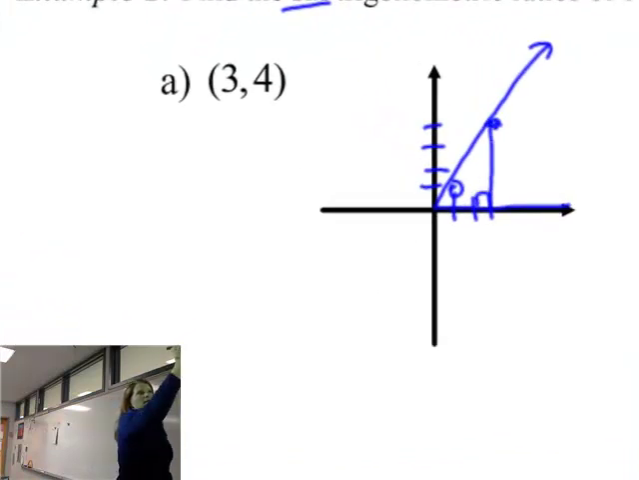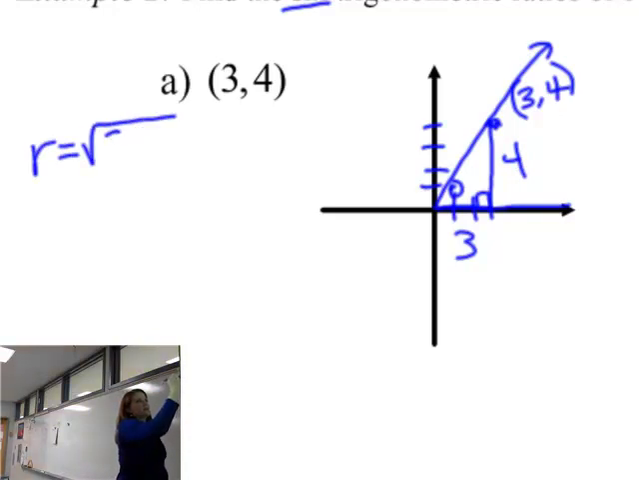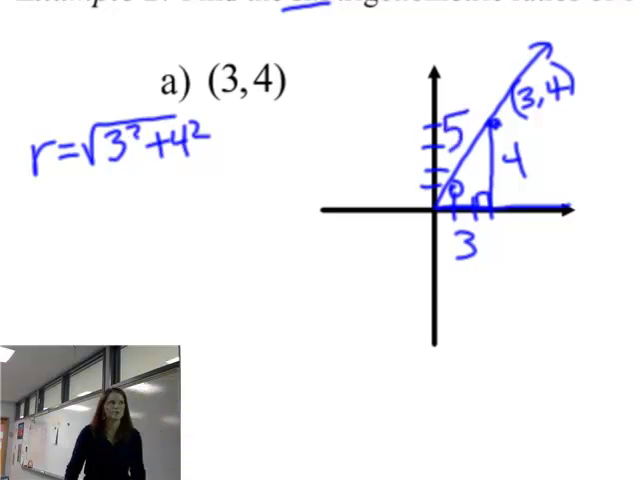Okay, so again, if this point is at (3, 4), then the bottom side of the triangle is the x direction, so it's 3, and the vertical side is 4. So how do we find the third side? Pythagorean theorem. Or just memorize it: 3, 4, 5. You always get 5 with a right triangle: 3 squared plus 4 squared. Magic, you're going to get 5. Not really magic, it's a Pythagorean triple.